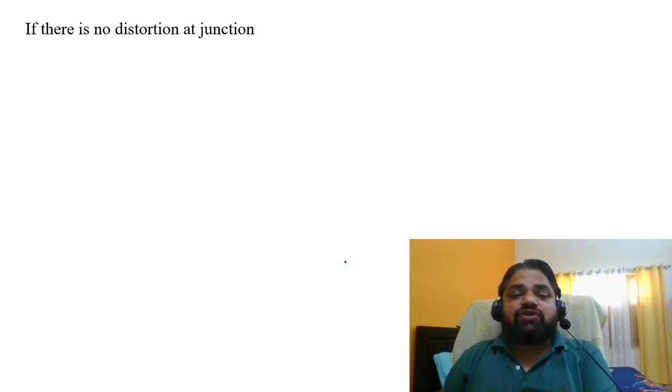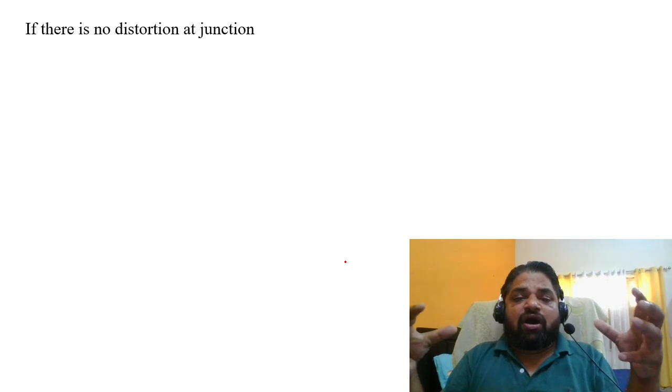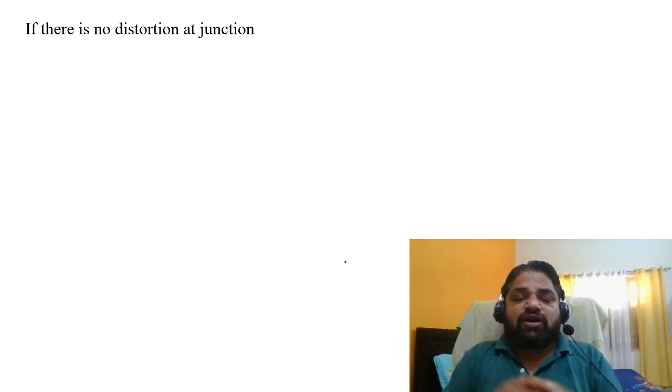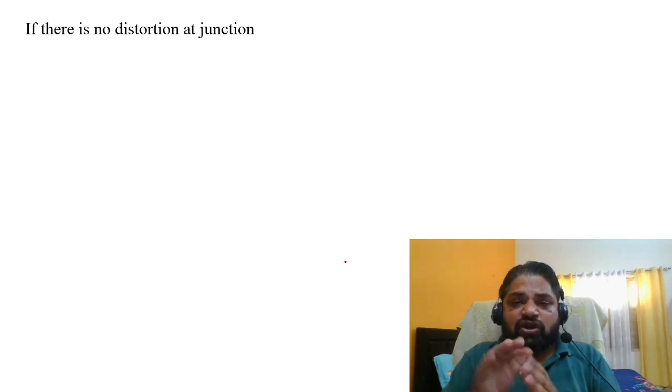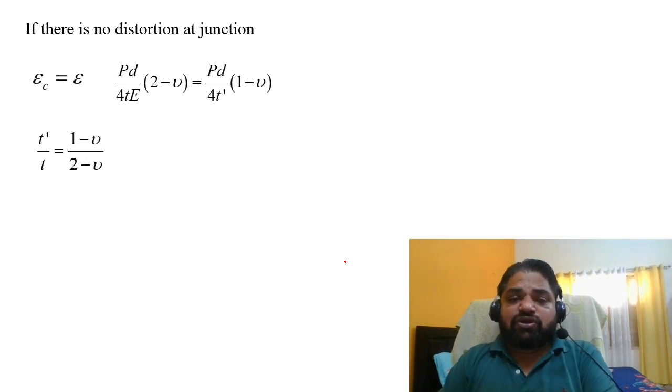If there is no distortion at the junction when the ends are framed, or during the manufacturing process, no distortion occurs at the junction of the hemispherical end and the cylindrical shell, then epsilon c, the strain due to the circumferential stress, has to be equal to the strain in the hemispherical end. Now extending once again the same, we got t prime by t is equal to 1 minus nu by 2 minus nu.